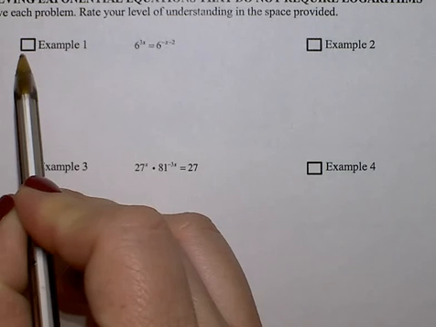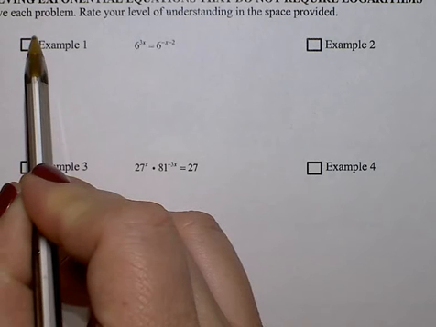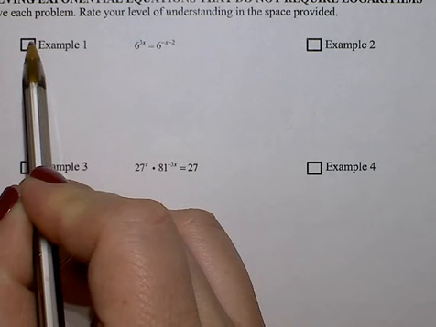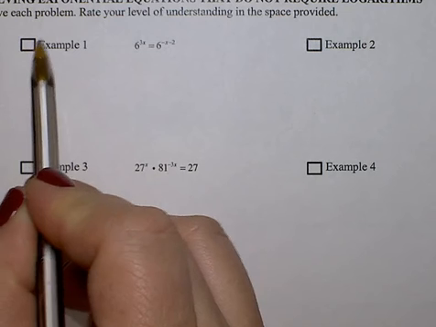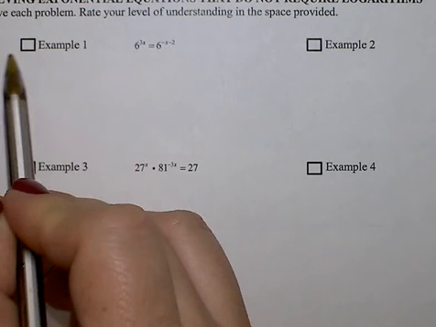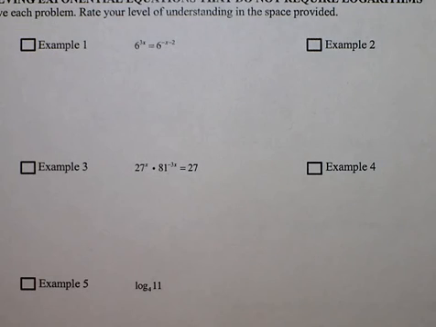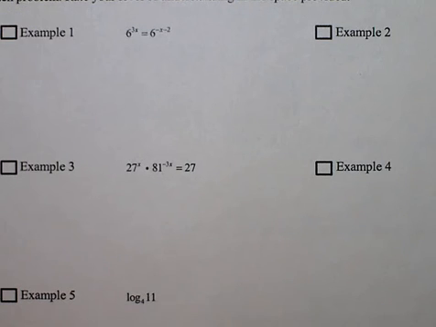A 4 means I can explain this to somebody else within your group. A 3 means I understand it, but I don't know it well enough to explain it to somebody. A 2 means I need more practice, and a 1 means I need individual help, I'm lost. So here we go. We are going to start with number 1. Rate yourself after you go through it.